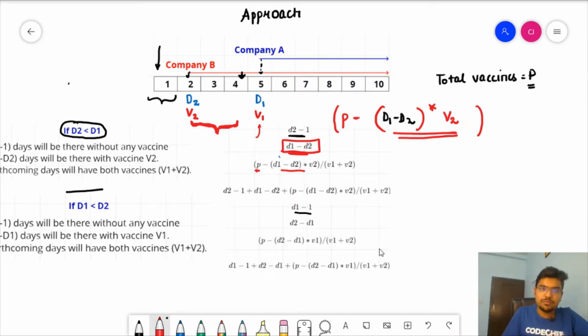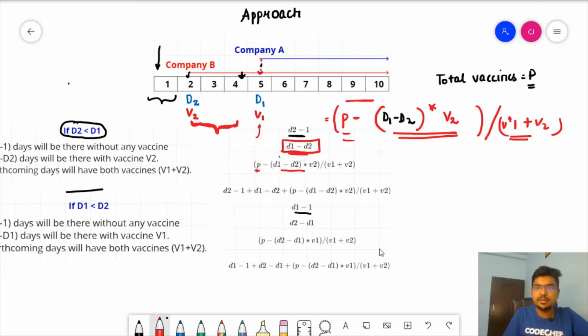And right after, from this particular day, that is day 5, we'll have both the companies in action. So we'll divide these remaining vaccines by V1 plus V2, so we can get the total number of days remaining, right? So the total number of days, that is 4, is coming, right? So these many vaccines are left, and we'll divide it by the per day production of the vaccines, right? So what will be the output of this particular term? That is the number of days required to produce this many vaccines, right?